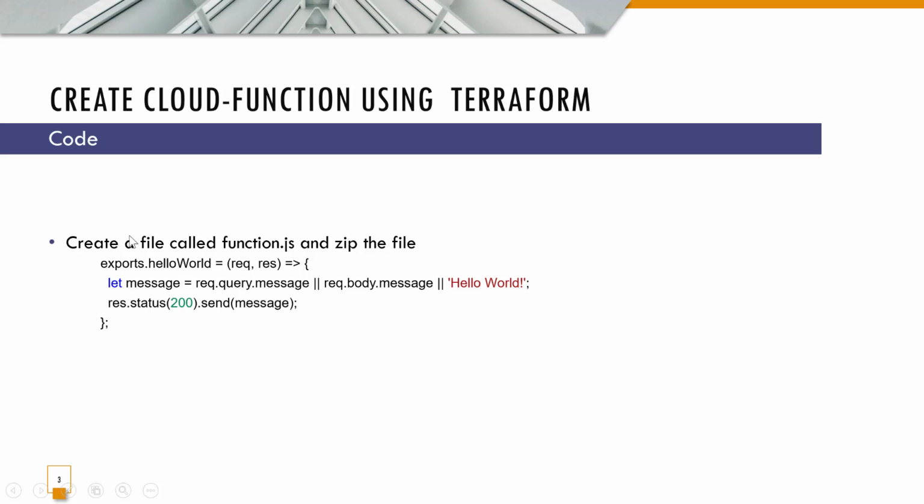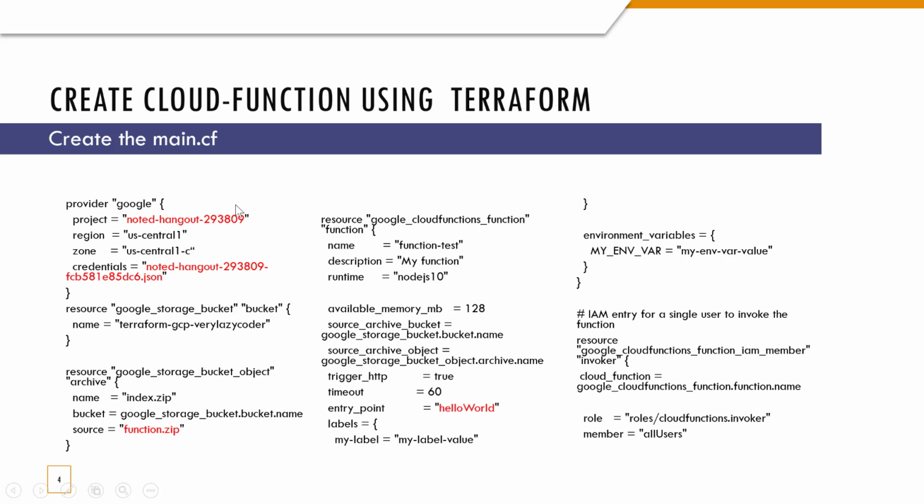The file that I'll use would just contain a simple hello world text and it'll just return a hello world message back to the user. The file should be in a zip format and the name of the file should be function.js. And then we come to our main.cf file.